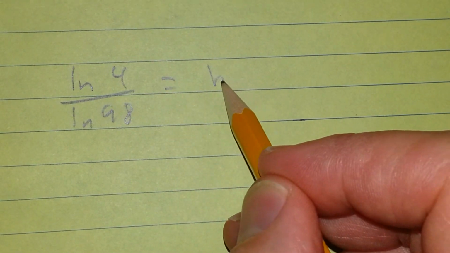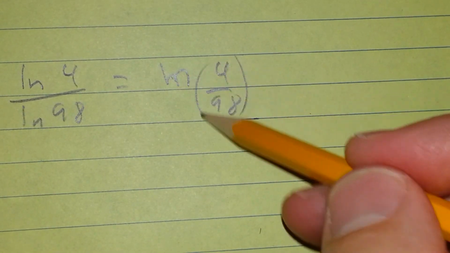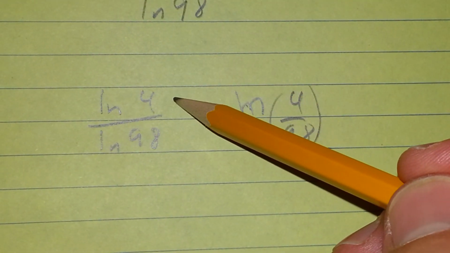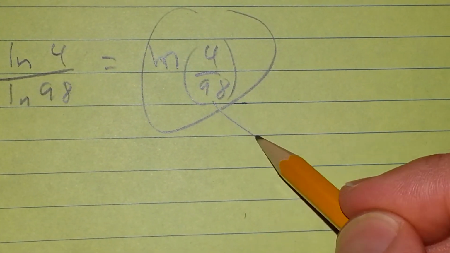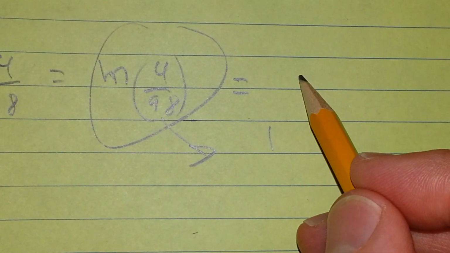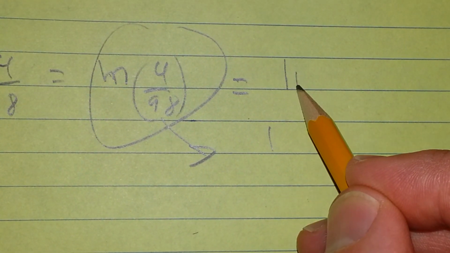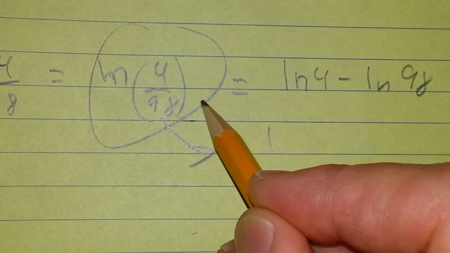Remember, final note: there is a big difference between the log of 4 divided by the log of 98 and the log of 4 over 98. That's taking the log of some value. This is taking the log of 4 and then the log of 98. The log of 4 over 98 is the one that applies to the identity of log: it's going to equal log of 4 minus log of 98. That is the rule that pertains here.